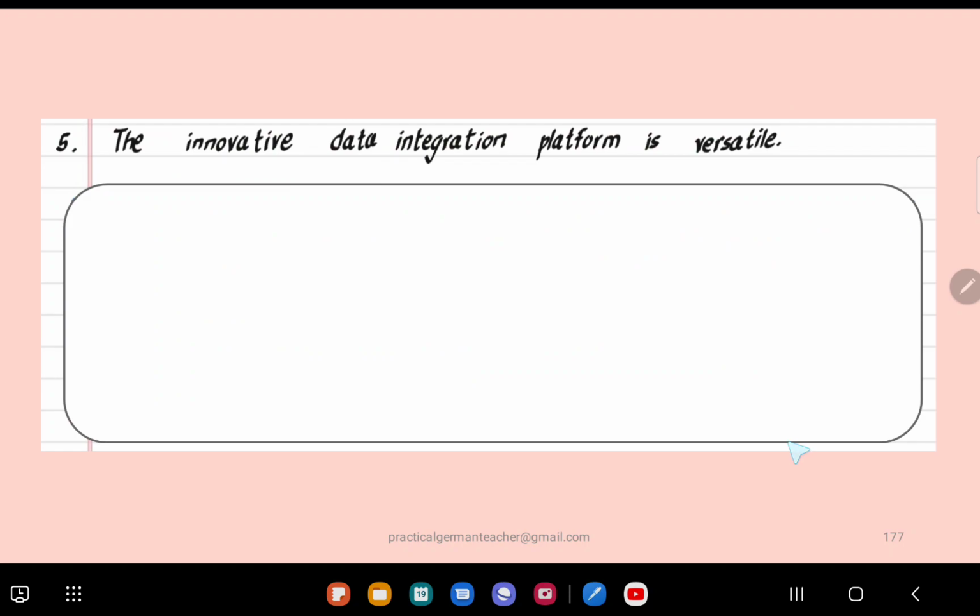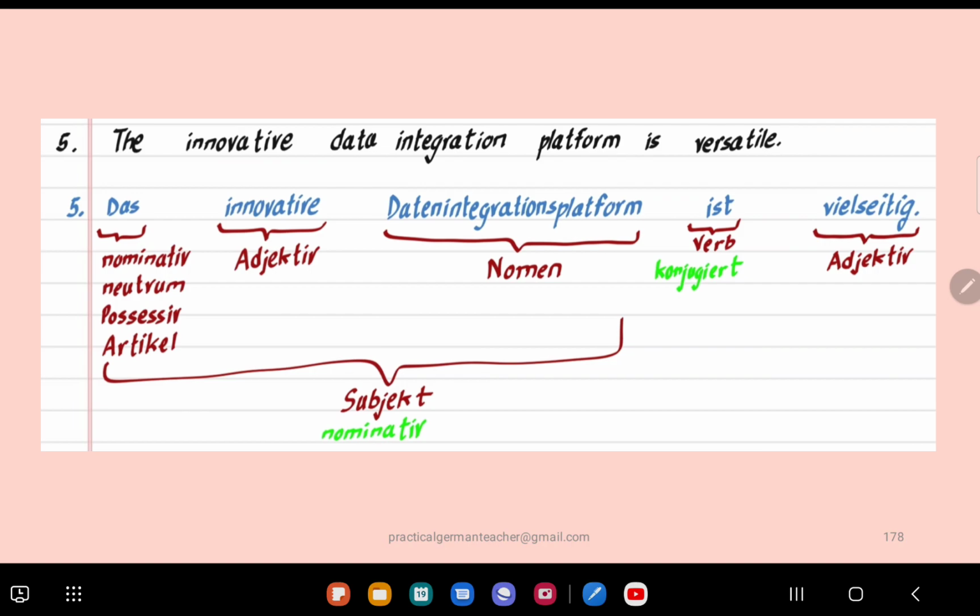The innovative data integration platform is versatile. How do you say versatile? Vielseitig. There can be other ways to say it. I use vielseitig. What is innovative? You can say innovative or maybe something else. Let's see. So it's the same. The pronunciation is different. So here you say innovative, here you say innovative. All right.